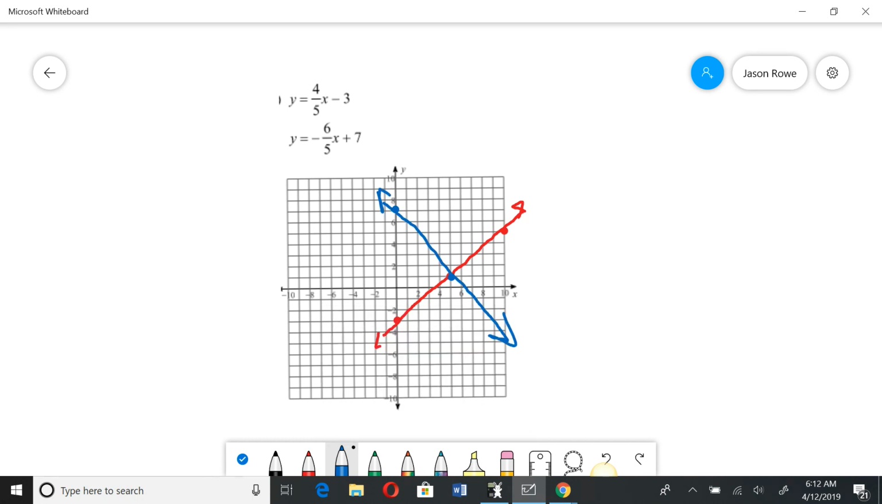Now remember that for a system, you have to identify the solution, which is right there. And that point would be (5, 1). The solution to a system is an ordered pair.